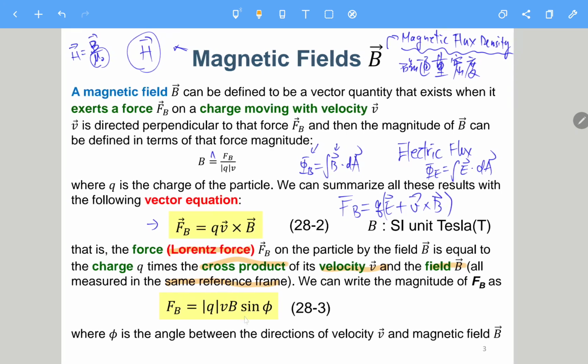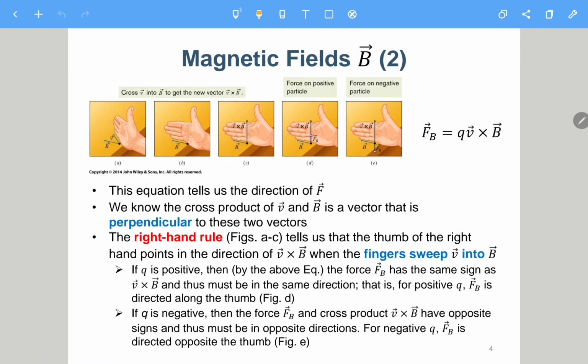Here we need to mention how we determine the direction of this. This is not as trivial as the electrical force. For the electrical force, F_E equals Q times E, which means that if Q is positive, F_E and E point in the same direction. If Q is negative, F_E and E point in opposite directions. So it's easy to determine the direction of the force.